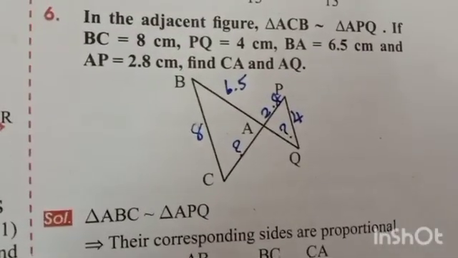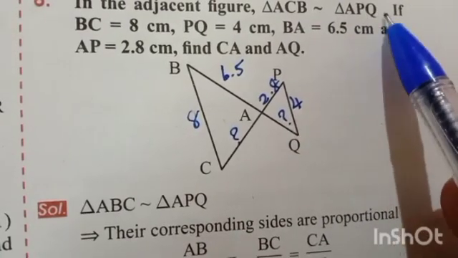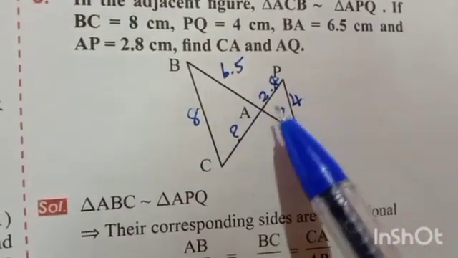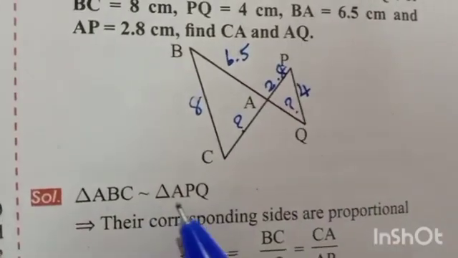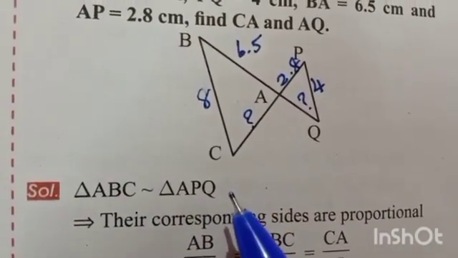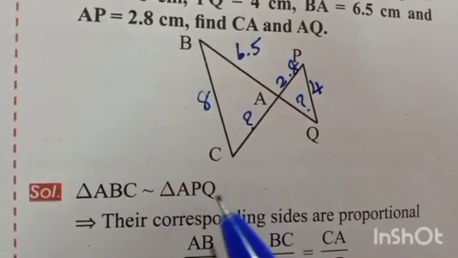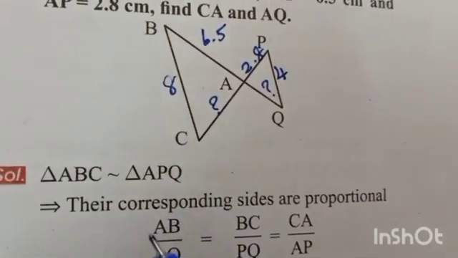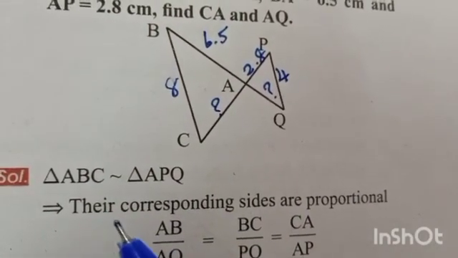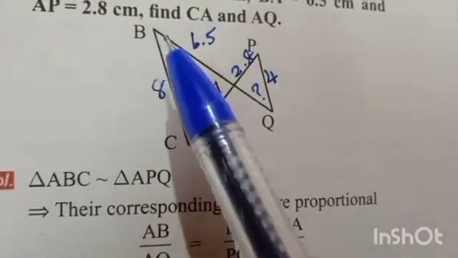In the question, triangle ABC is similar to triangle APQ. That you have to mention. You do not need to prove these two triangles are similar, because it is already given in the question itself. So directly you have to apply the similarity rules: their corresponding sides are in proportion. How do you calculate the corresponding sides?